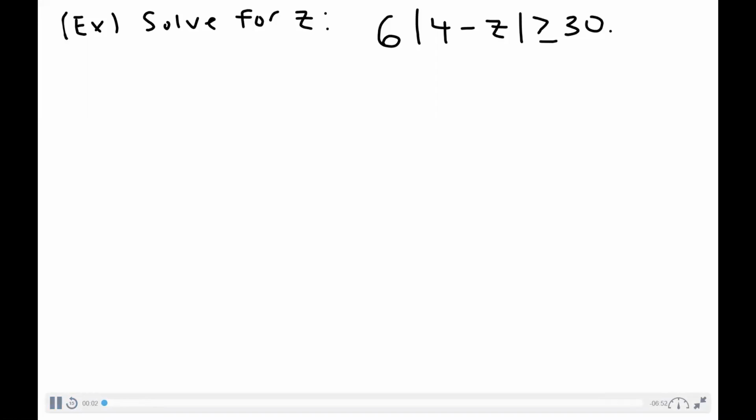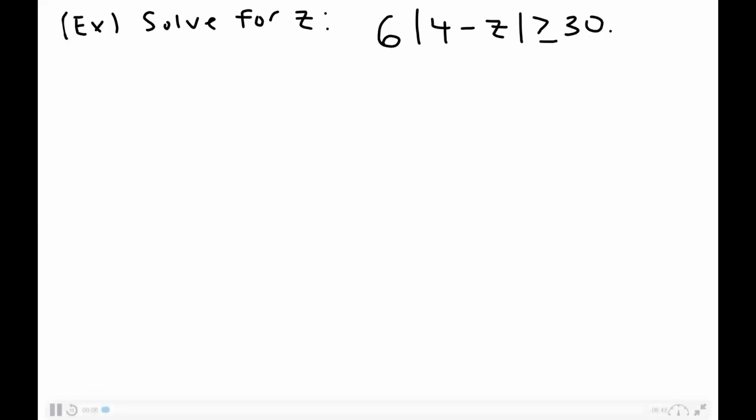Hello. This is a question that a student wanted me to look at for them. And we're solving for z here. The question is, solve for z where 6 times the absolute value of 4 minus z is greater than or equal to negative 30.